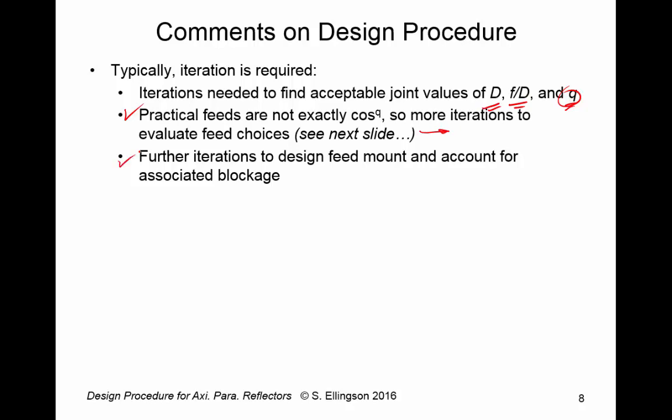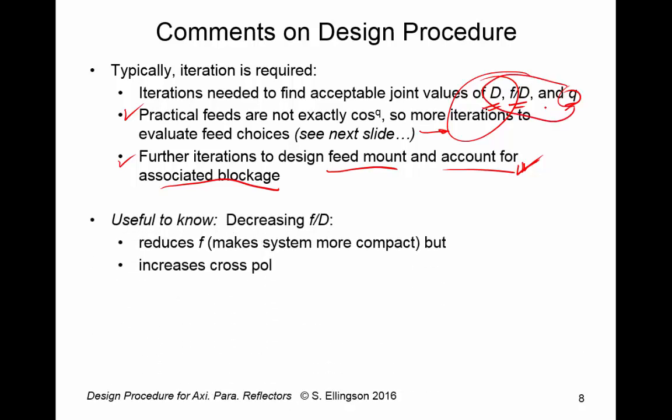Then you need further iterations to design the feed mount, something we've said almost nothing about, but the feed doesn't just hang in air. It has to be attached to the reflector somehow, and the way you attach it could affect the performance. And then the feed itself contributes some blockage. Now, we saw in a previous lecture that this blockage doesn't necessarily have to be a factor, but it could be. So these are other iterations that you may need to apply, and you may find that something here turns up that requires a change in this design.